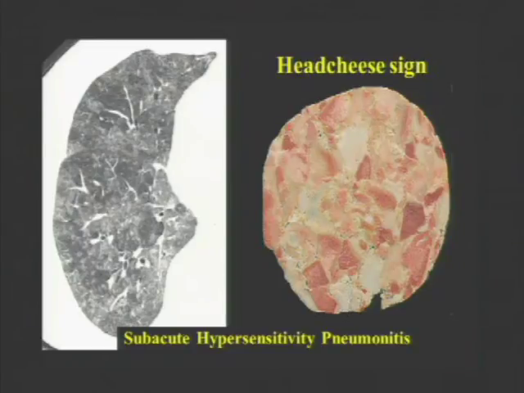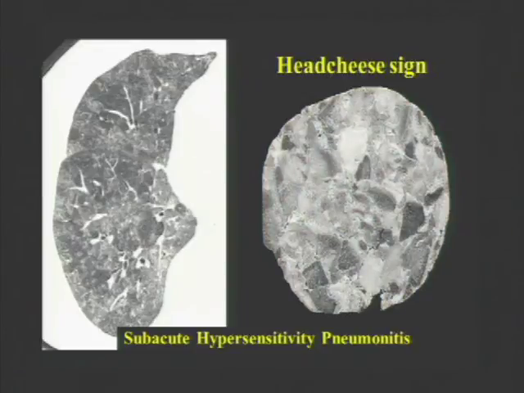But in any case, head cheese has this very geographic appearance, with some areas that are sort of white, some areas that are sort of black, and some areas in between. If I morph this head cheese to black and white, I think you can see the similarity in appearance between hypersensitivity pneumonitis and head cheese. And this is why it is called the Headcheese sign, and it is very, very helpful in recognizing this disease.